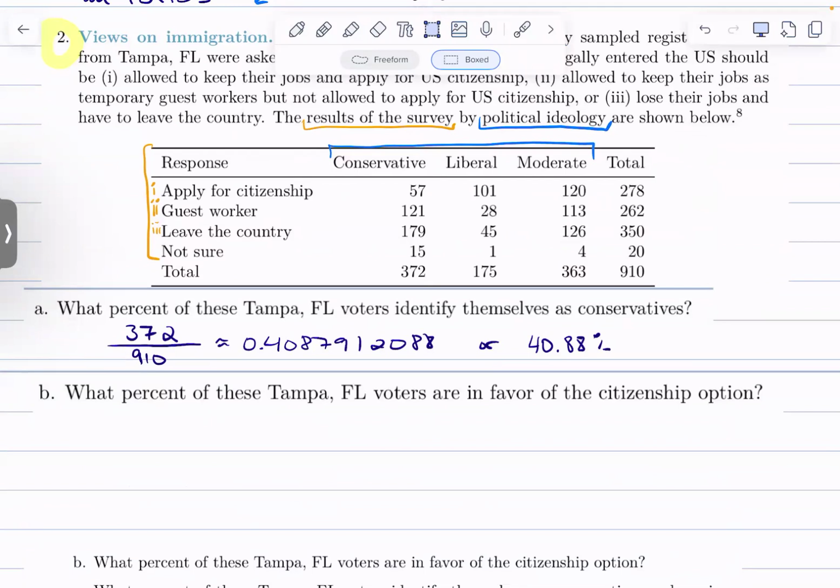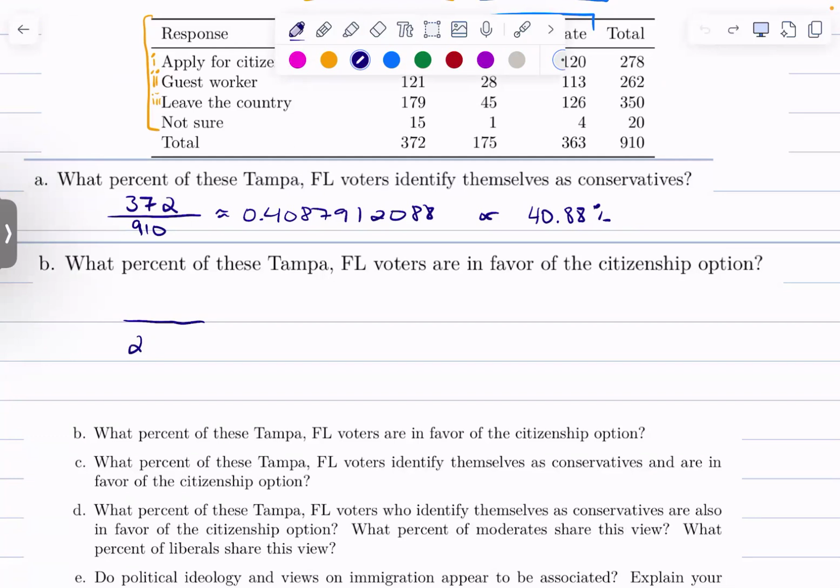What percent of these Tampa, Florida voters are in favor of the citizenship option? So now, in my mind, this is the same type of question as I just asked, right? It's just asking for in favor of the citizenship option, which is option 1. The total out of all the voters was 278 over 910. Right, so again, it's out of the same total. 278 out of 910. I'll do that. 0.305494555 or 30.55%.